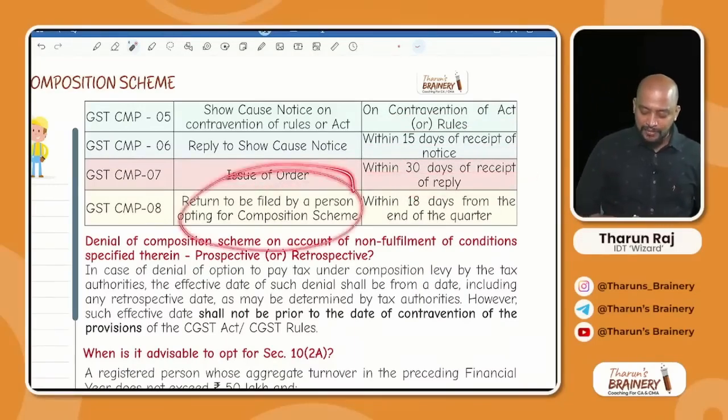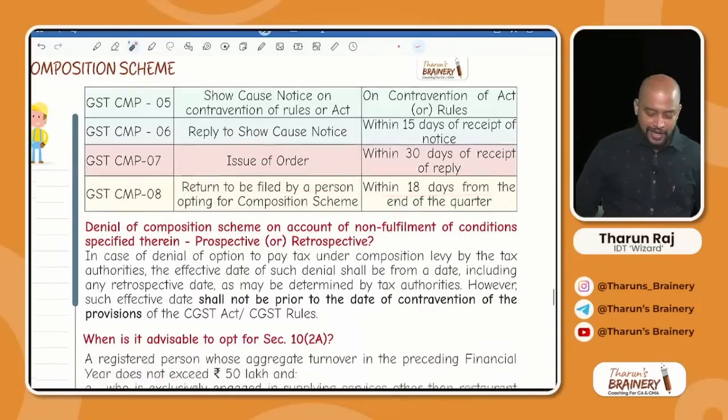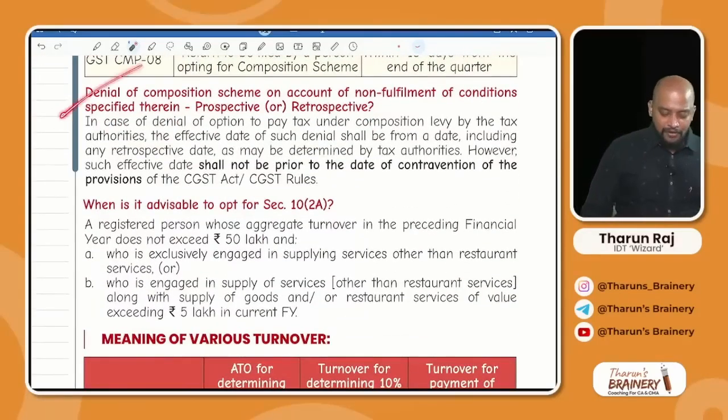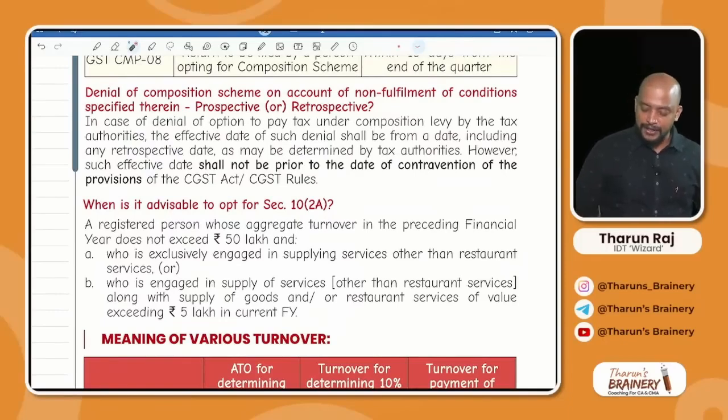CMP8, return to be filed by a person opting for composition scheme. What is the time limit within which they need to file return? Within 18 days from the end of the quarter. Then denial of composition scheme, whether it is prospective or retrospective.